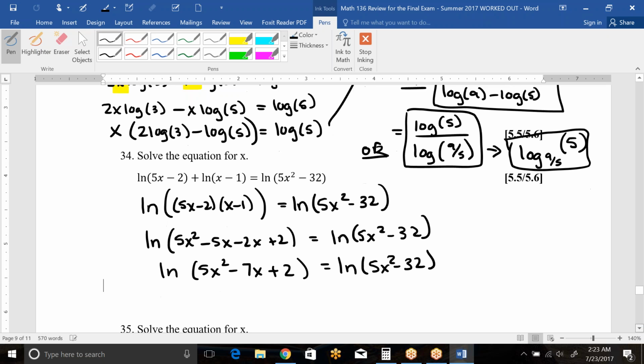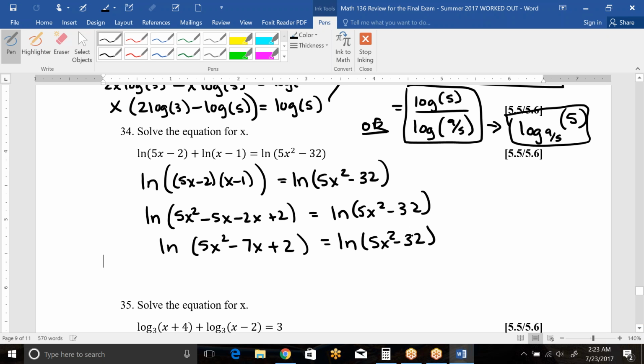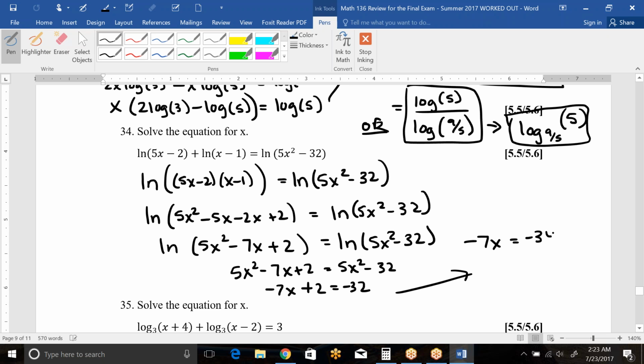Now, if you have a natural log or a log of the same base on each side, and there's only one on each side, you can set their arguments equal. If we try to solve that, the 5x squareds would cancel out. Subtract over the 2. Divide, and we get 34 over 7. The problem with logs is that their arguments have to stay greater than 0.